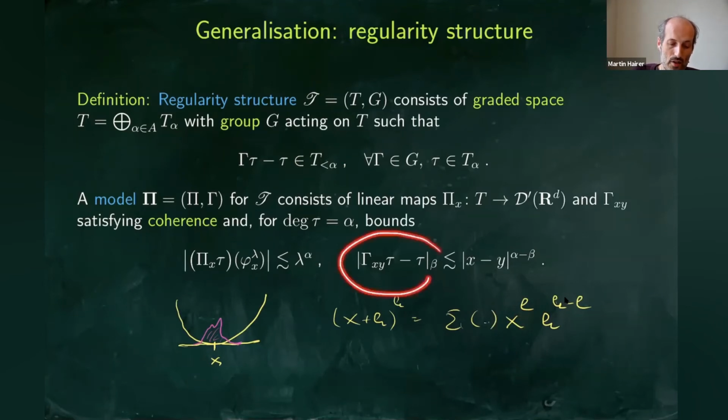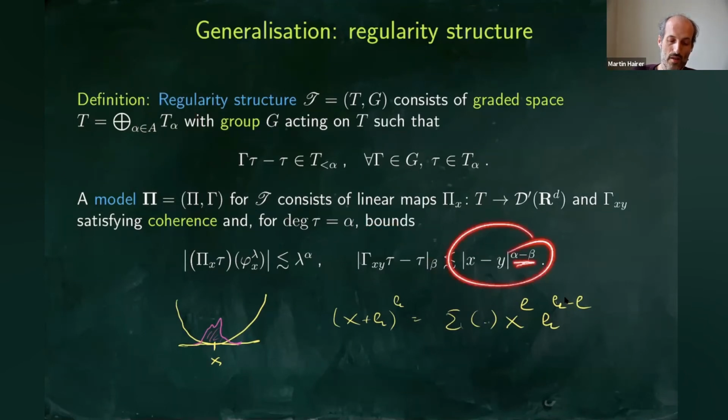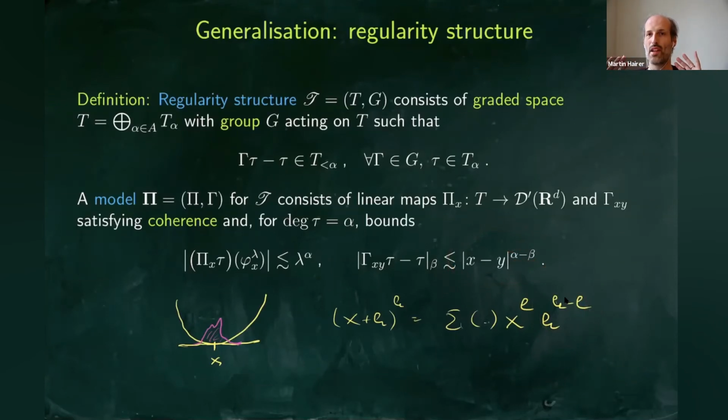And the size of the term of degree beta: what I mean by this is you just take the component in T beta and look at the norm of that component. It's not a Hölder norm here, it's just the size of the component in T beta. And you want this component to be of order x minus y to the alpha minus beta. That's exactly the analog of this. So now I have kept, in some sense, all the properties of Taylor polynomials, except for the fact that they are polynomials. I never imposed anything about these things being polynomials.